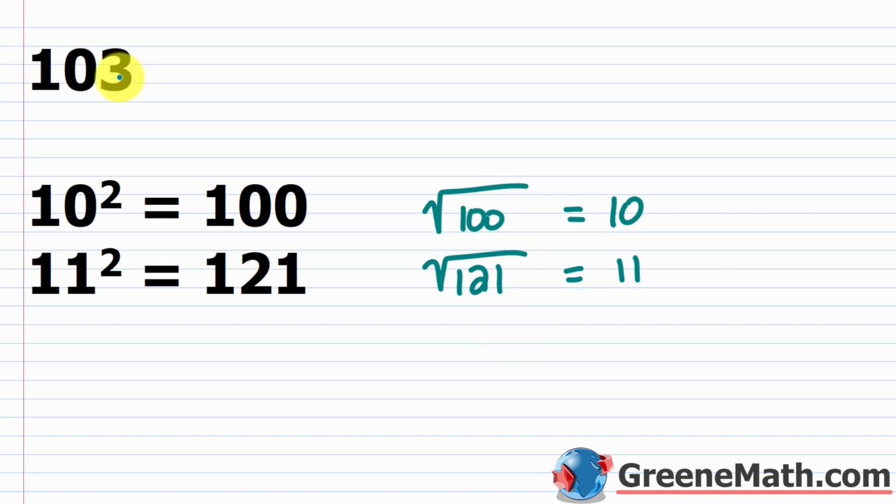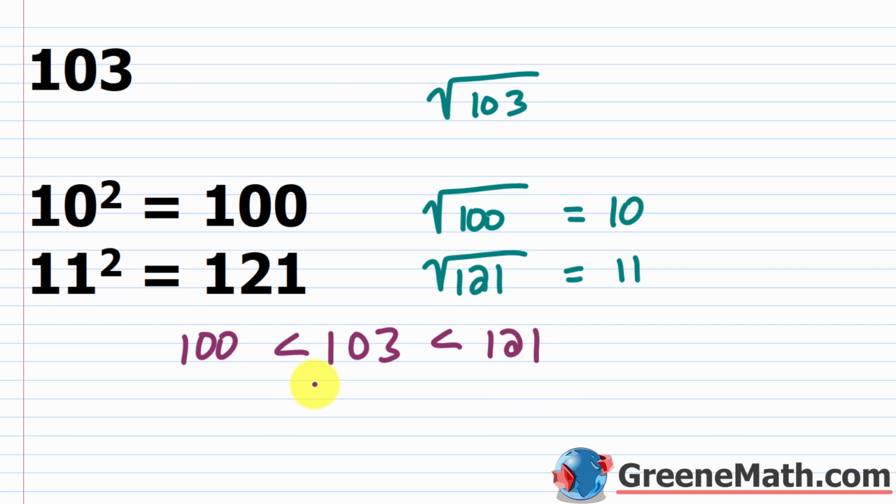Now, 103 is not a perfect square. There's no integer that I can multiply by itself to get 103. So if I say, what is the square root of 103? I'm kind of stuck. But really what you would want to think about is that 10 squared is 100 and 11 squared is 121. This number right here is between these two perfect squares. Writing this as an inequality, I could say 103 is greater than 100, and it's less than 121. So if I take the square root of 103, it should be greater than the square root of 100 and less than the square root of 121.